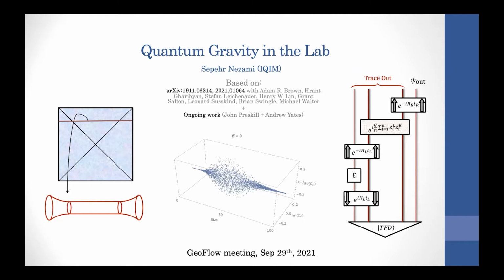So I'm Sepehr Nezami, a postdoc at Caltech, and I'm going to talk about quantum gravity in the lab, and this talk is mostly based on two papers.